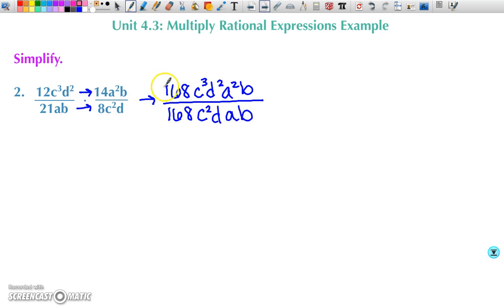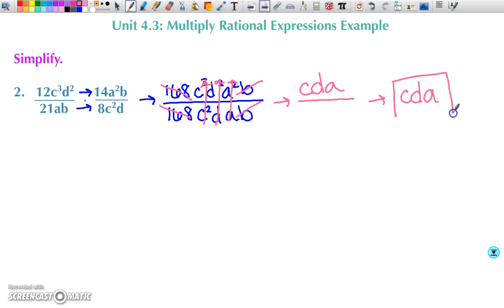So now we do our division. So 168 over 168, that's a 1. c cubed over c squared. Remember, when you divide them, you subtract your exponents and put the leftovers wherever your higher exponent was, so this goes on top. d squared over d, so this is also going to go on top. And then a squared over a, that's also going to go on top. And b over b, that is a 1. And so our final answer is just c, d, a, with nothing in our denominator, or in this case, it's over 1, so cda.